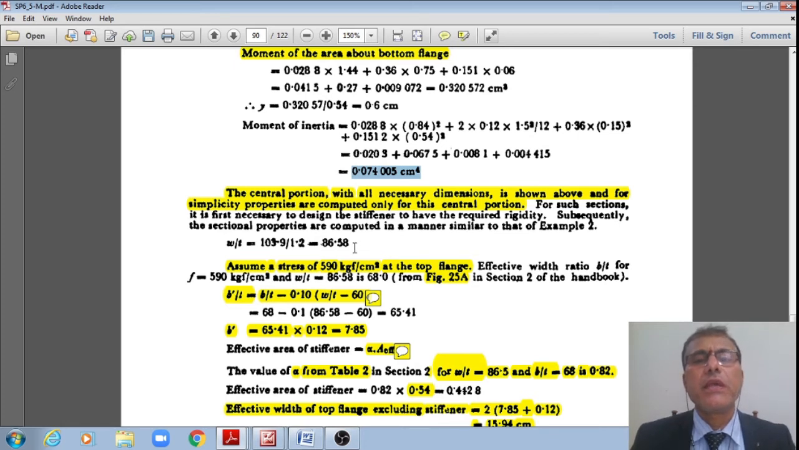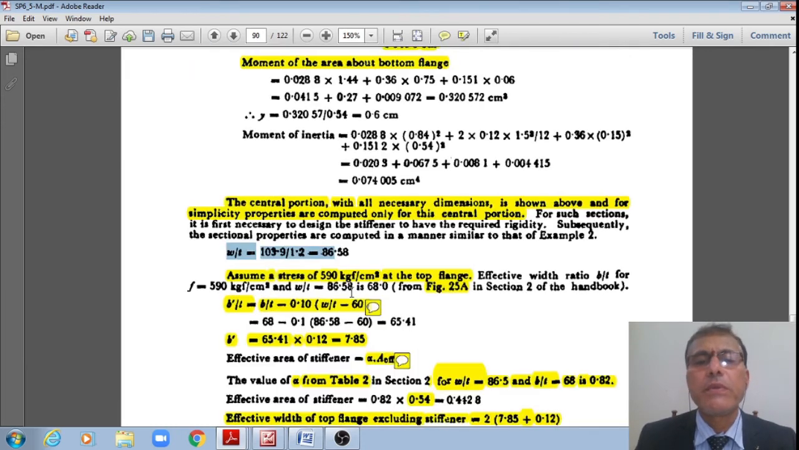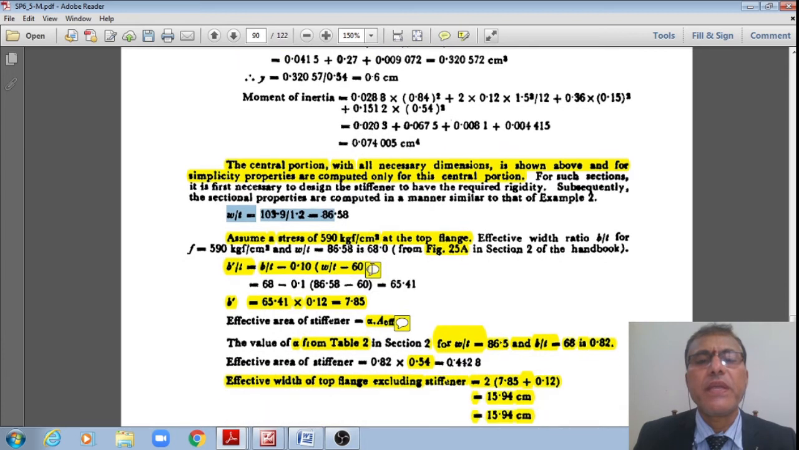For simplicity, the properties are computed only using the linear method for this central portion, right? Now let us calculate the w by t for this central portion, because it's 103.9. 103.9 is the width and its thickness is equal to 1.2. Therefore this works out, say, 86.58. Therefore assuming a stress of 590 as a first trial at the top flange, for this f is equal to 590 kg per centimeter square, and w by t just now we obtained 86.58.